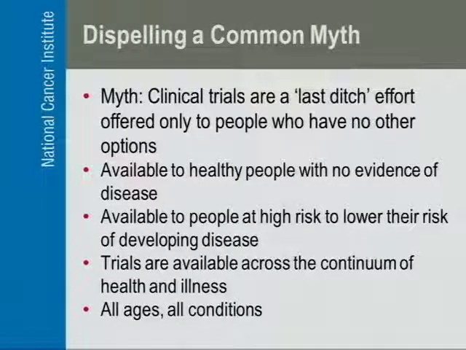They're available to people that are at high risk for developing a particular disease or condition. And they also look at going across the healthcare continuum from illness, hopefully to wellness, back to illness. So at any point in time, any one of us can donate a tube of blood to look for some particular genetic marker as an indication or an indicator for a disease or a condition. So really, clinical trials are not a last-ditch effort, and certainly clinical research is not a last-ditch effort. And we do look at all ages and all conditions.